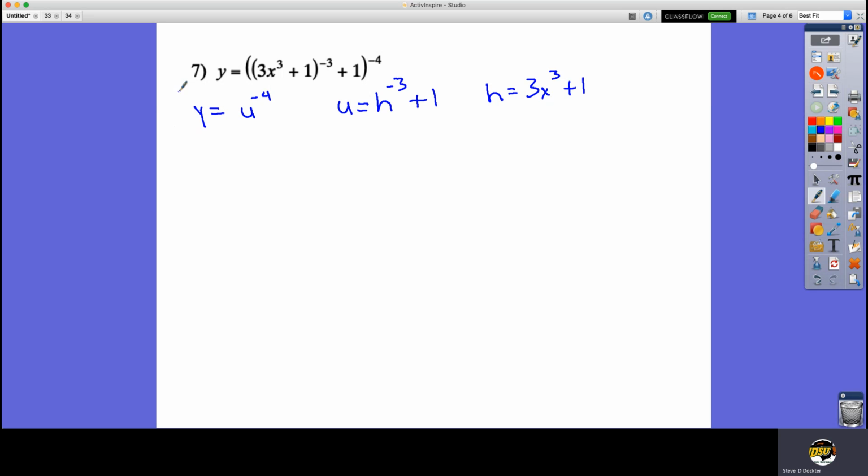All right, so that's a little shortcut to save on the writing there. And then you just got to take the derivative of each one of those terms.